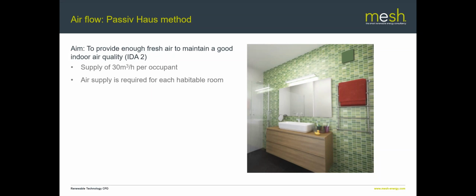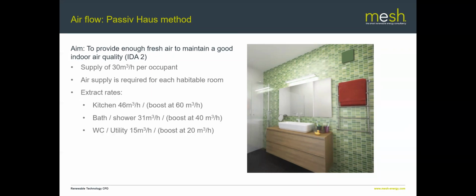They look at the air supply required for each habitable room, which is pretty similar to part F. And then it gives you slightly different extract rates for the kitchen, bath and WC, but it also gives you a boost rate as well as a standard rate. So it's a parallel method, not totally dissimilar, but it gives you slightly different results. So it's worth being aware of.